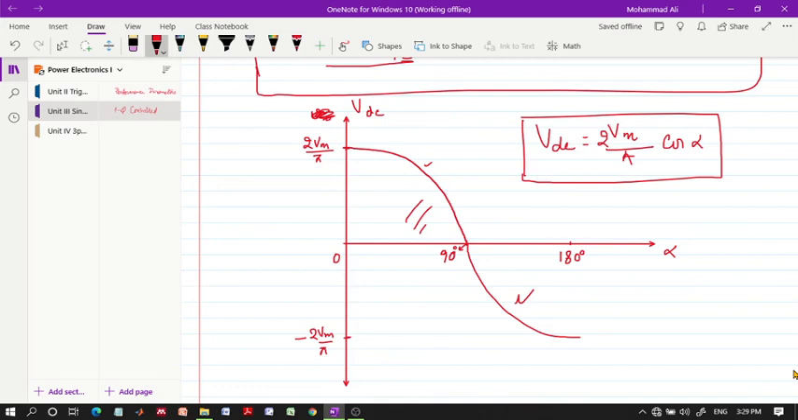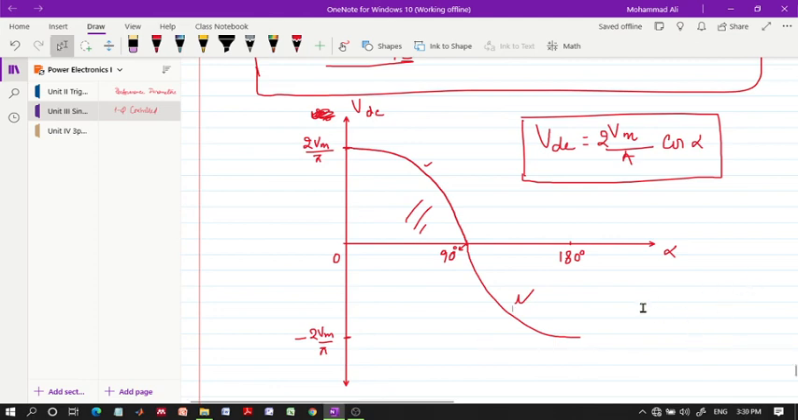Alright, so here I am stopping the discussion on single phase converters. The semi converter is your home assignment. On the same lines you have to discuss the topic of semi converter.